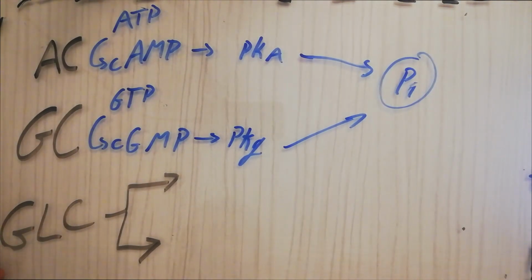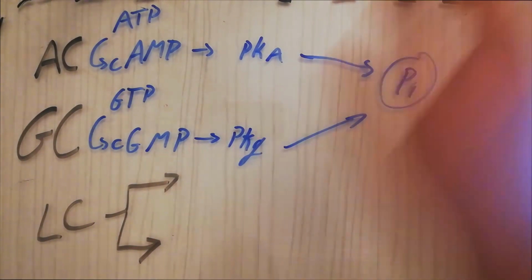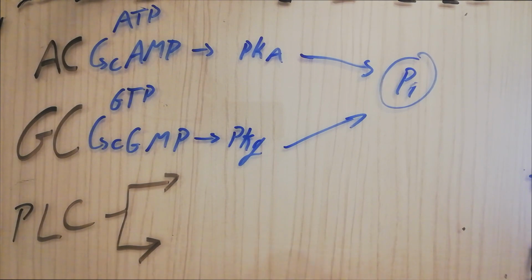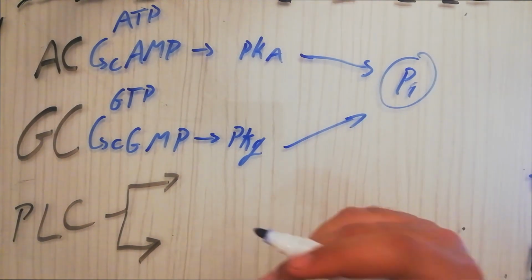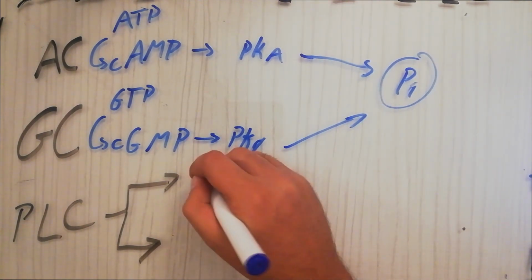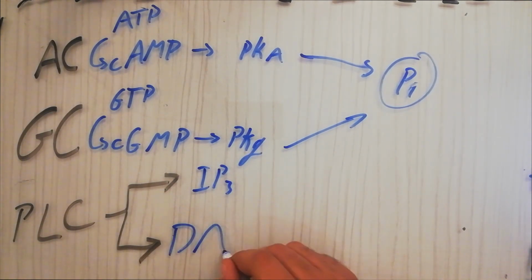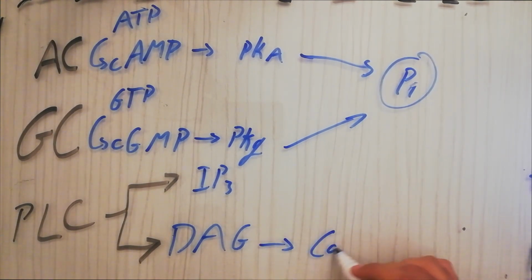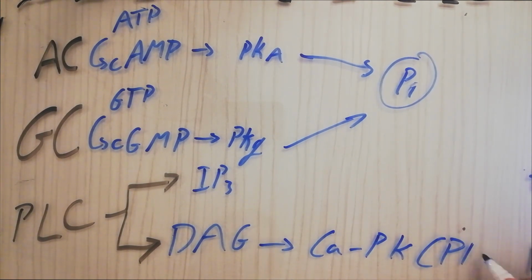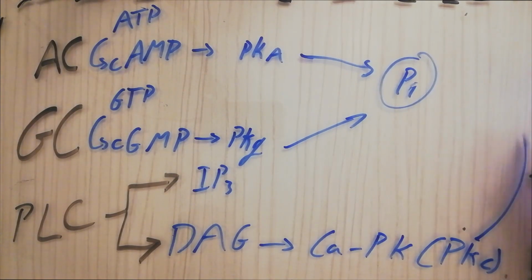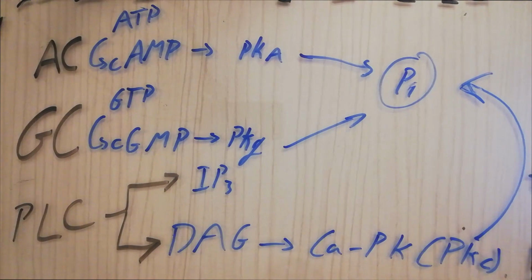Third of all, we have phospholipase C, PLC. And phospholipase C leads to the formation of IP3, or inositol triphosphate, and diacylglycerol, or DAG. DAG then activates the calcium-dependent protein kinase, which is also known as protein kinase C. And as its name tells you, it does phosphorylate proteins.